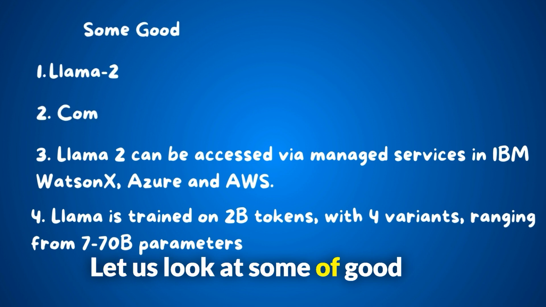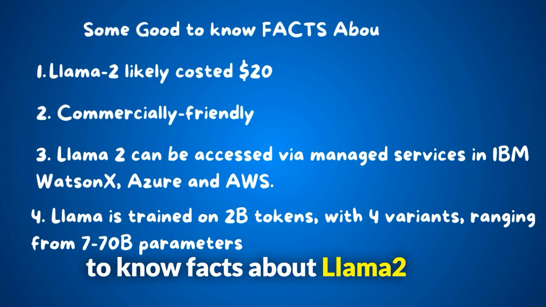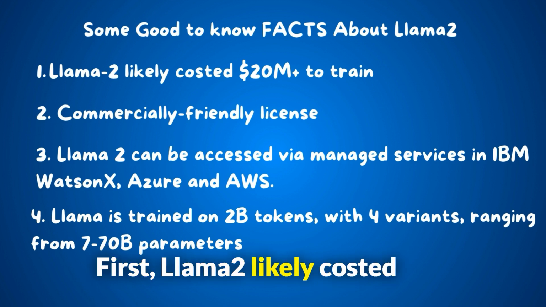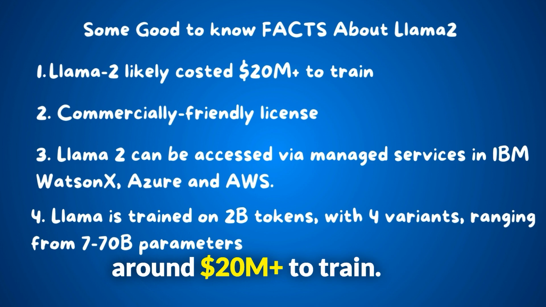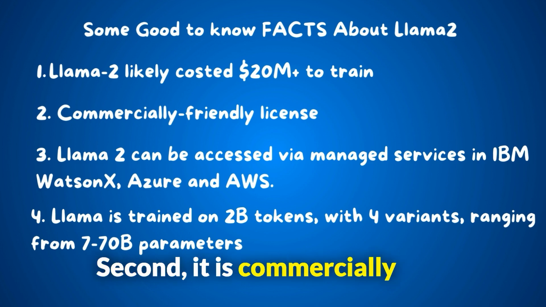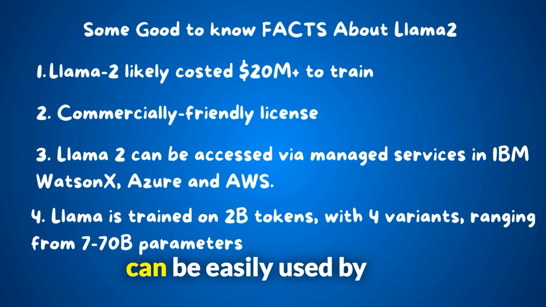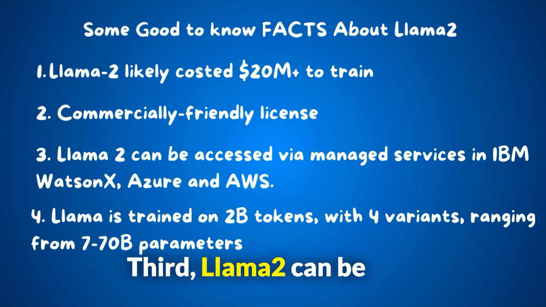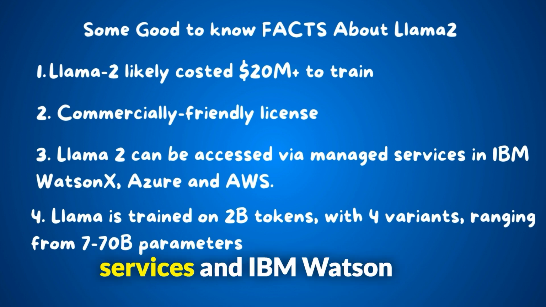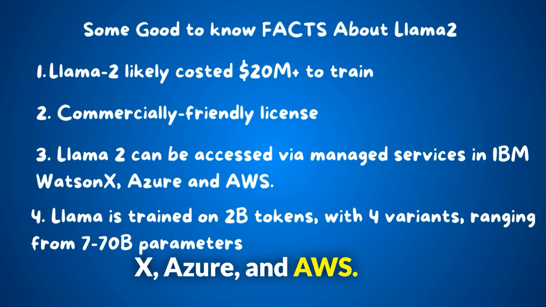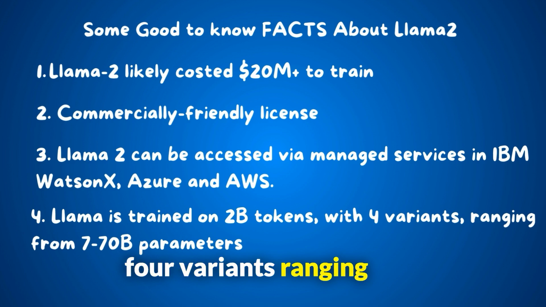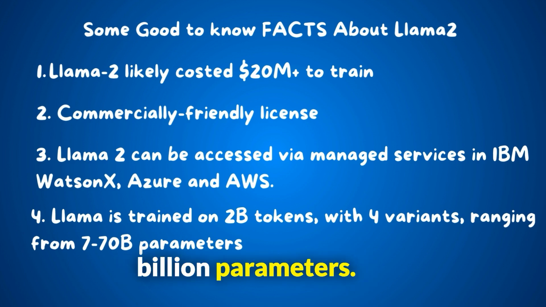Let us look at some good to know facts about Llama 2, which I have deduced from this research paper. First, Llama 2 likely cost around $20 million plus to train. Second, it has a commercially friendly license now, which can be easily used by companies, which was an issue with Llama 1 earlier. Third, Llama 2 can be accessed via managed services in IBM Watson X, Azure, and AWS. Fourth, Llama 2 is trained on 2 billion tokens with 4 variants ranging from 7 billion to 70 billion parameters.